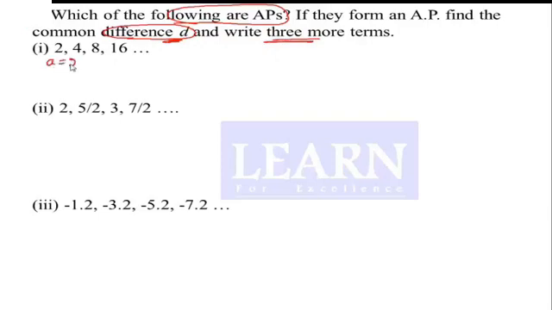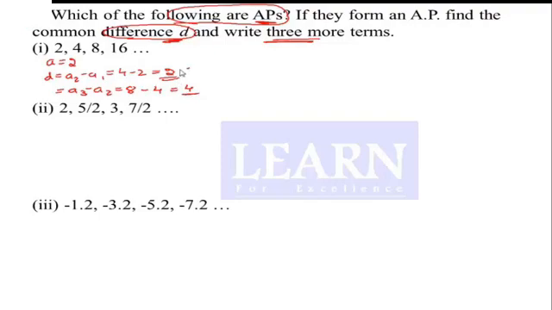Here we'll check for the first one. A1 equals 2. That is the first term A equals 2, and D equals A2 minus A1. What is the value of A2 here? A2 is 4 minus A1 is 2. 4 minus 2 is 2. Next, since we need to check whether it is in AP, we need to check another difference. A3 minus A2. The value of A3 is 8 and the value of A2 is 4. 8 minus 4 is 4.